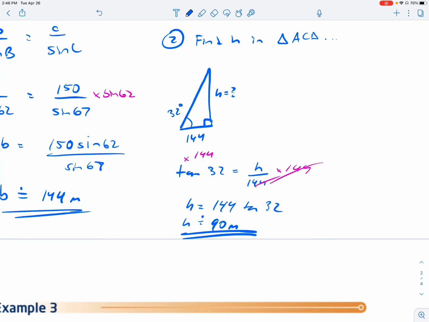Okay, so there we have it. We just solved for the height of the cliff, which would otherwise be very difficult to measure.